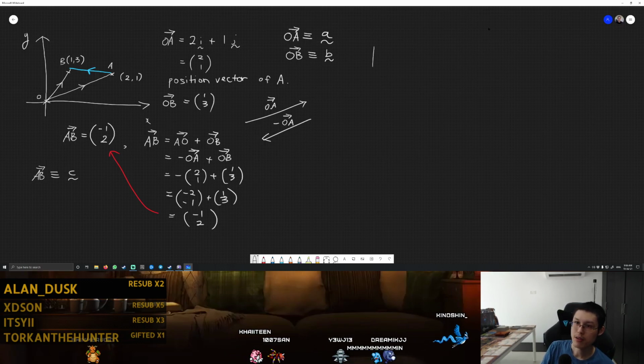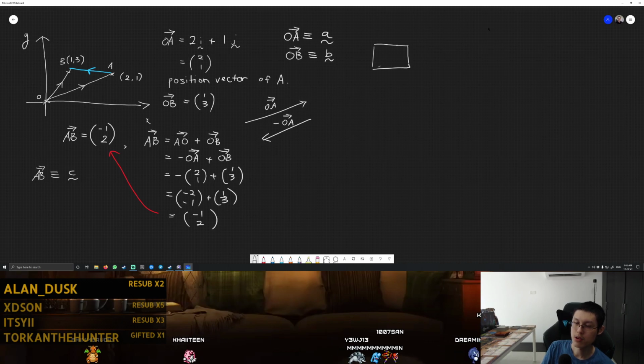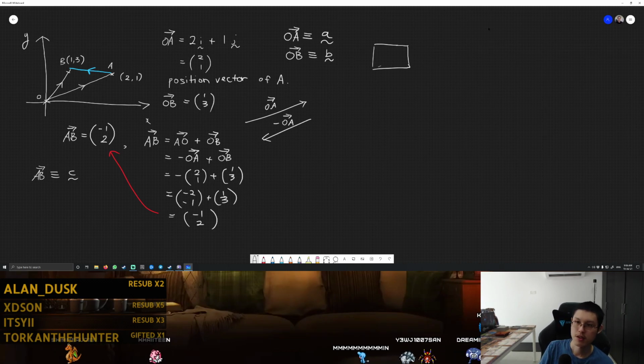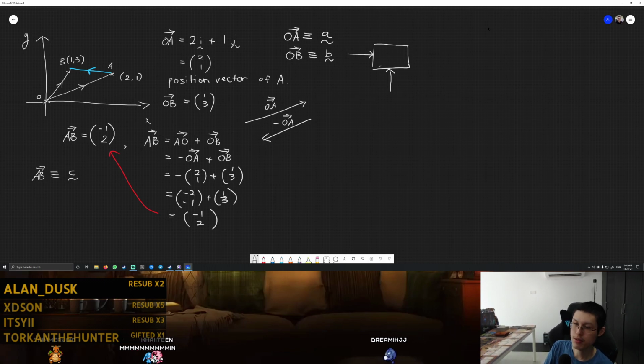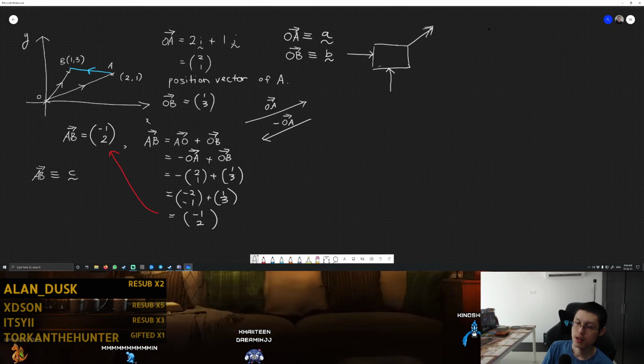So let's say you have a box, right? And you're looking down at the box from above, and I push the box with this magnitude of force and then another force like this. So what happens to the box if you push it from both sides like that? You would expect the box to move in this direction, right? So your resultant force should be this one over here.